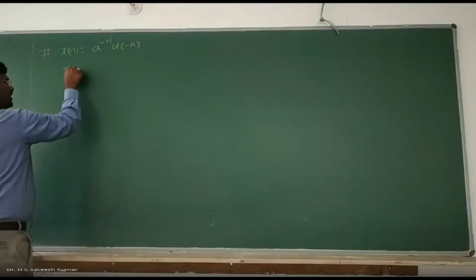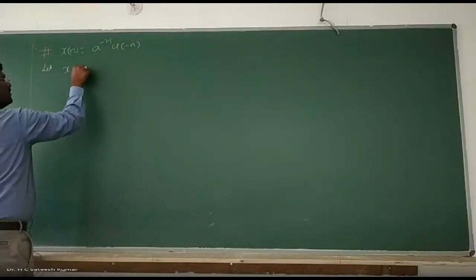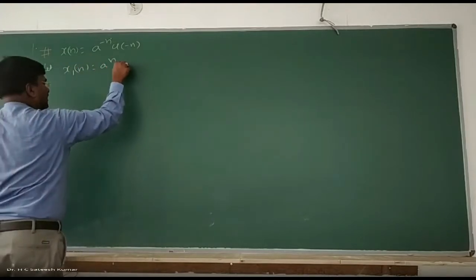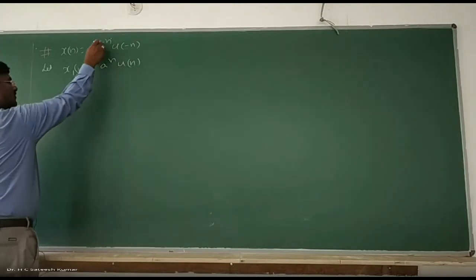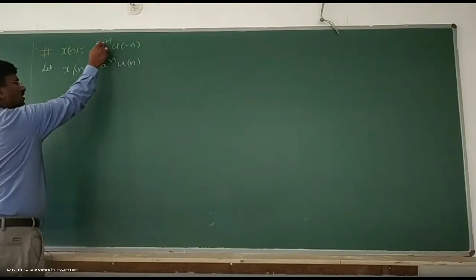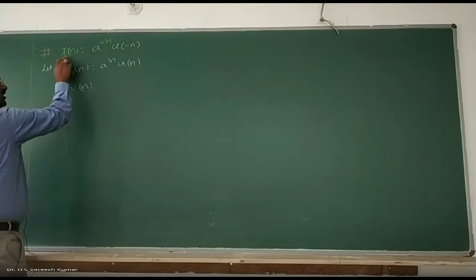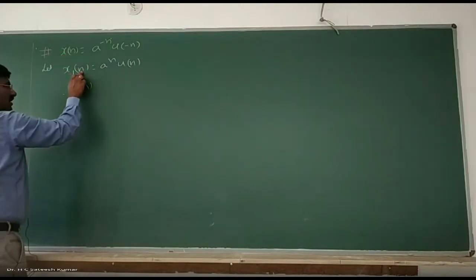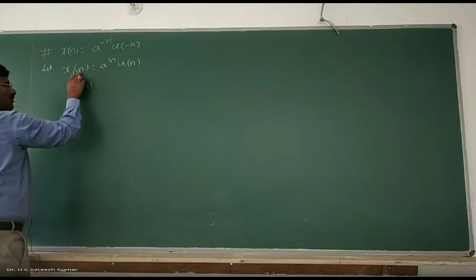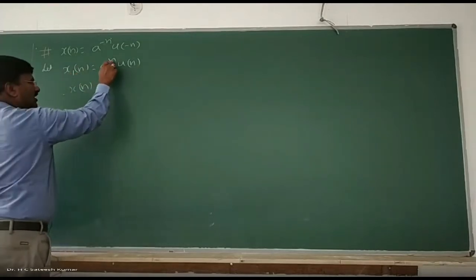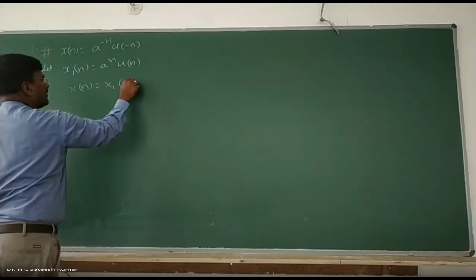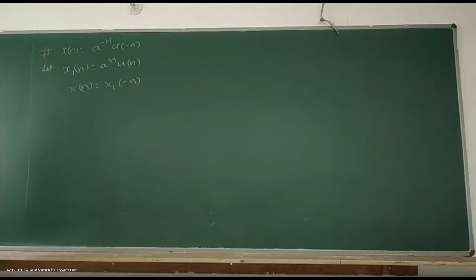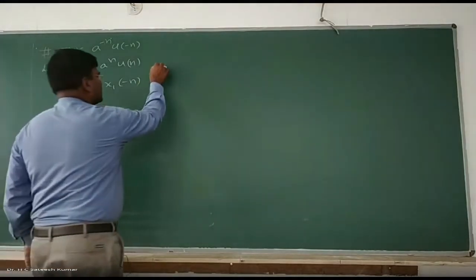So therefore I can call it: let x1 of n is equal to a power n into u of n. And therefore x of n is equal to what? If you want to get back this one, n in place of n, what you should do? Minus n. That means in x1 of n, replace n by minus n. Then what will you get? x1 of minus n is equal to a power minus n into u of minus n, you'll get back this. So therefore, x of n is equal to x1 of minus n. Once you get this substitution, then we can easily go for Z transform.